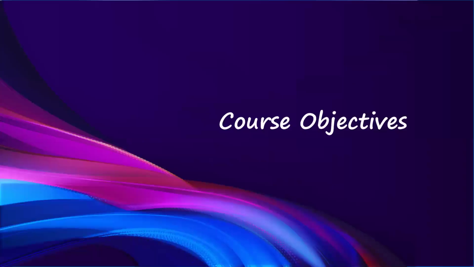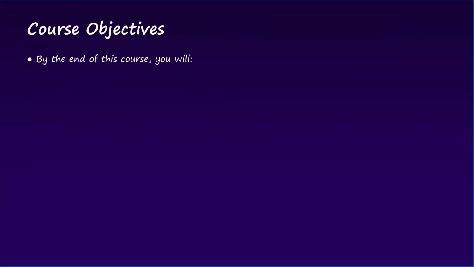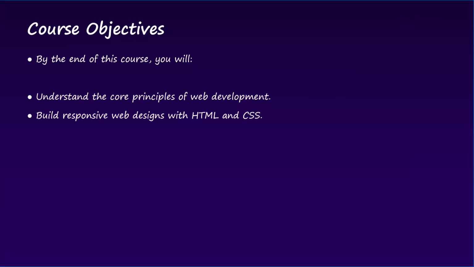Now, what are the course objectives? By the end of this course, you will understand the core principles of web development. You're going to be building responsive web designs with HTML and CSS. You're going to be adding functionality and interactivity with JavaScript. We build responsive web designs with HTML and CSS, then we add functionality and interactivity with JavaScript. You're going to see all these things come into play.